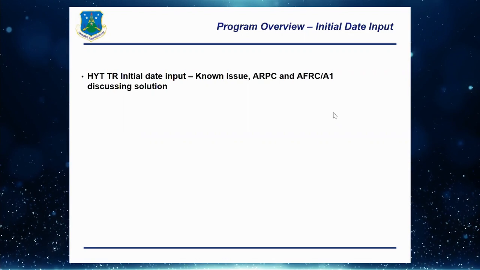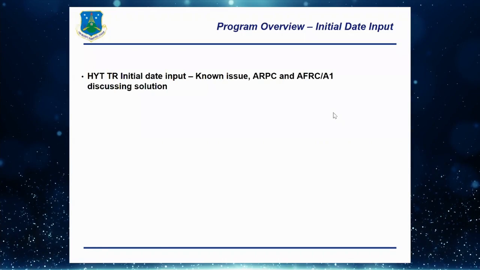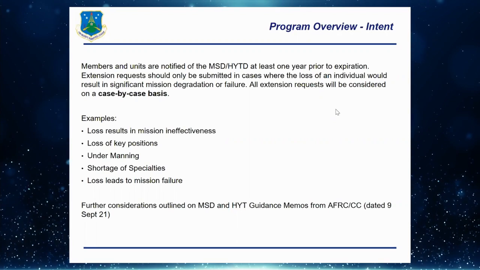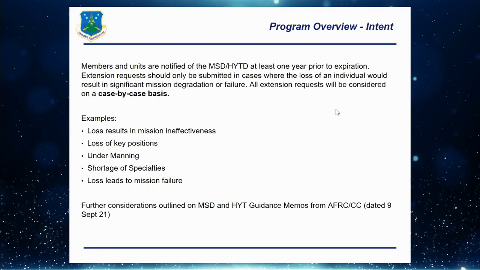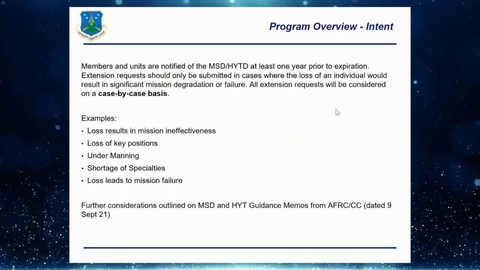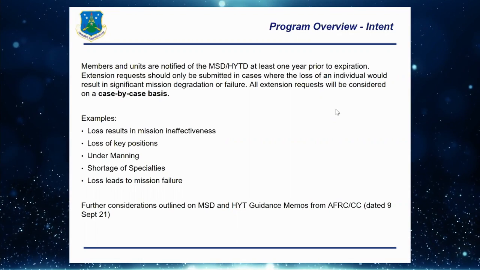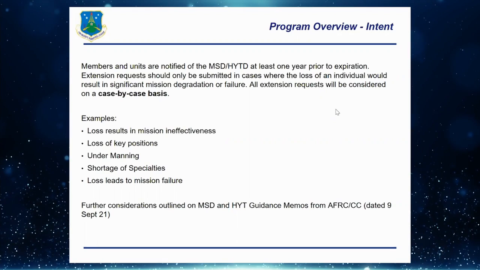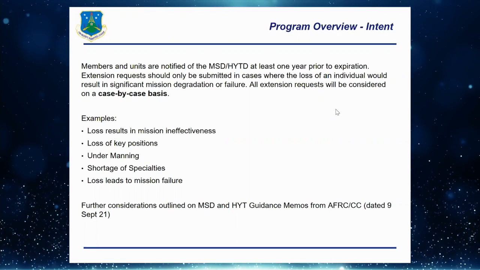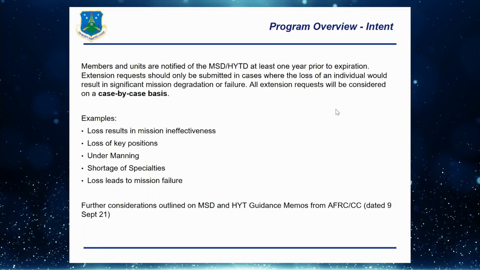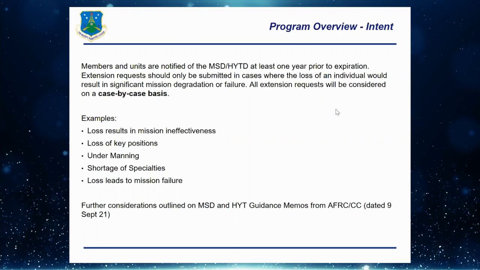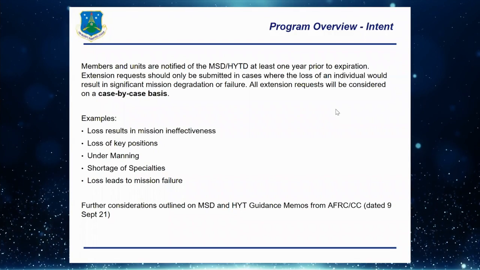Okay, the program overview. When members are within 1 year of their MSD or HYTs, they are notified of their option to request an extension. If they pursue that extension, it's considered on a case-by-case basis in the needs of the Air Force mission. Just some of the examples I want to put out there is that if the loss of your position results in reduced mission effectiveness, let's say the mission doesn't get accomplished as well as it should, key positions, a big one is loss in leadership that we've seen here in the office.